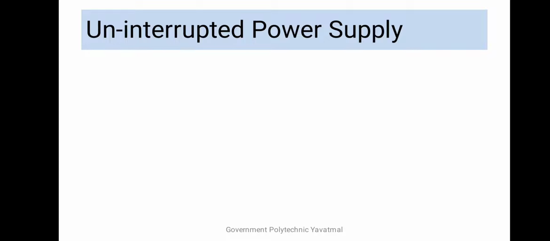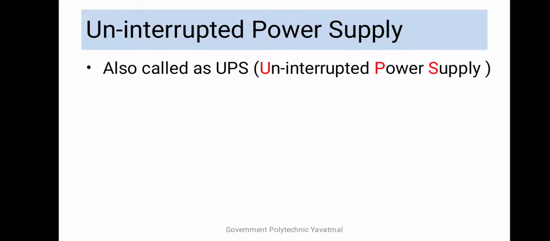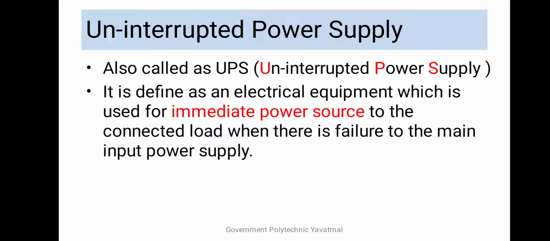Uninterrupted power supply is also called UPS. U for uninterrupted, P for power and S for supply. It is defined as an electrical equipment which is used as an immediate power source for the connected load when there is failure of the main input power supply.